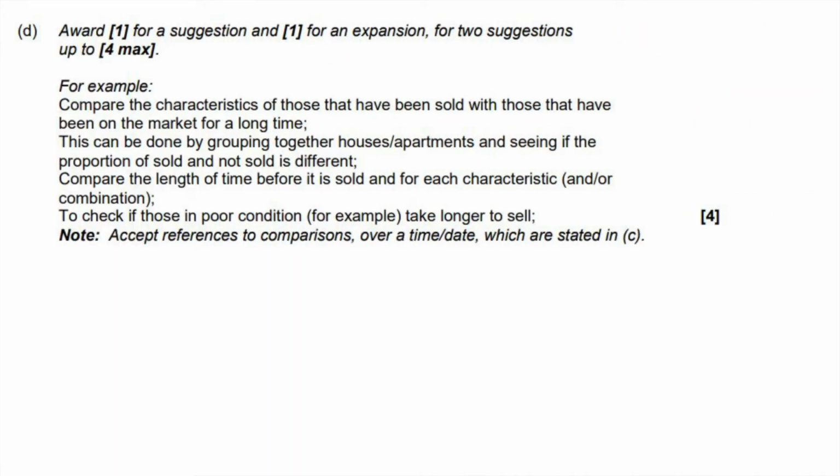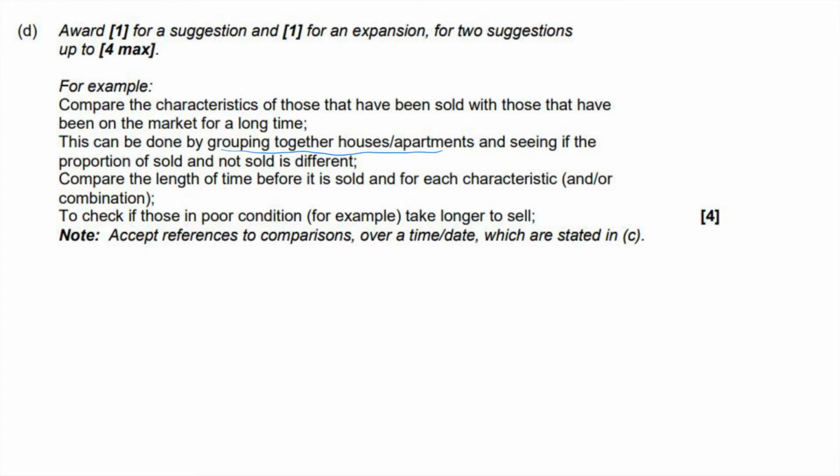What we could do is compare the characteristics of those that have been sold with those that have been on the market for a long time. We have all this data that we're putting into the model based on, for example, districts, condition, etc. We could look at the characteristics of those that have been on the market for a long time, see what they have in common, and compare them with the characteristics of those that have been sold. And as I just said, grouping together houses and apartments and seeing if the proportion of sold and not sold is different.